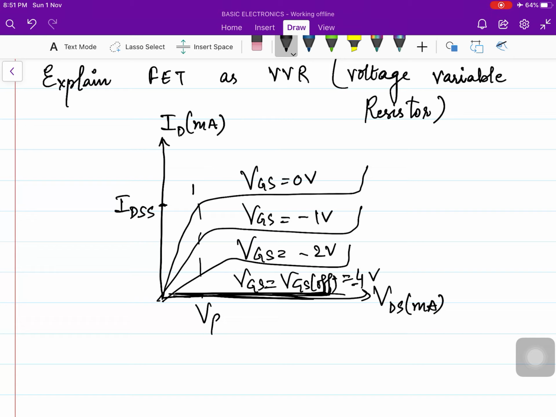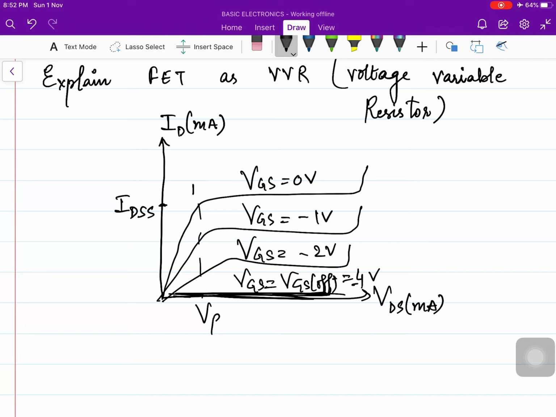We have already named it the ohmic region, or you can say voltage control region. That means in this region, FET acts as a voltage variable resistor, because as you are increasing the voltage, the current is increasing. So the current is being controlled by the applied VGS. Therefore it is called a voltage variable resistor.